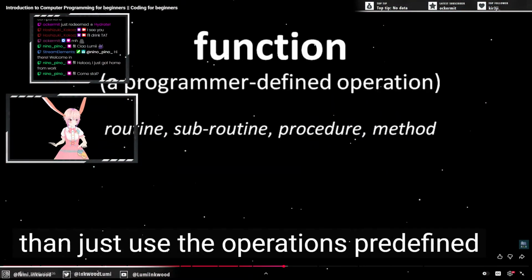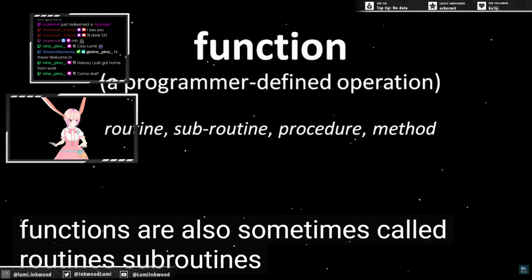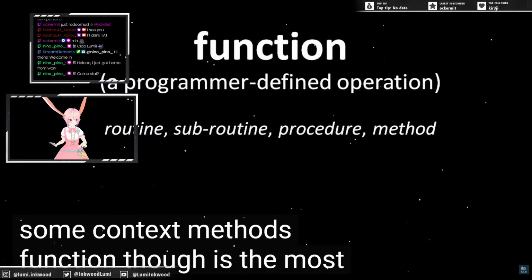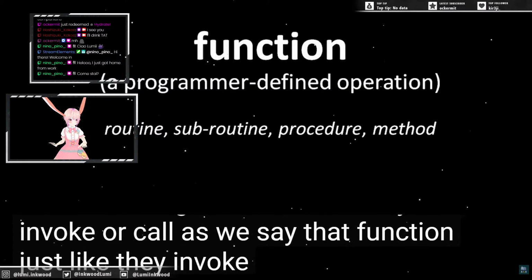Rather than just use the operations predefined in the language, programmers also define their own operations, called functions. Functions are also sometimes called routines, subroutines, procedures, or in some contexts, methods. Function, though, is the most common term. Once the programmer has defined a function and given it a name, they can invoke, or call as we say, that function just like they invoke one of the built-in operations.